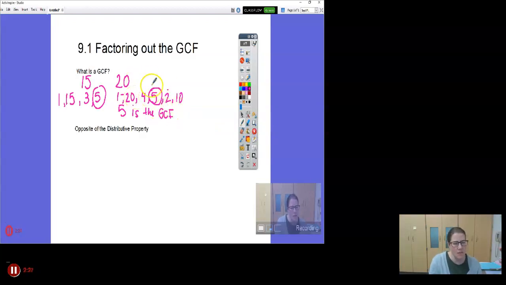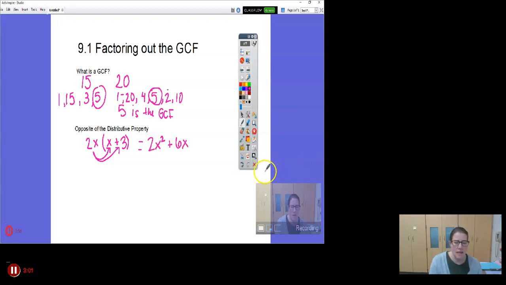Okay, that's just the common factor of two integers. But we are going to be looking at expressions, and we're going to be trying to factor out the greatest common factor. What that really is, is the opposite of the distributive property. So for example, if I had 2x times x plus 3, I would be able to use the distributive property to multiply 2x into the parentheses here. Each term would need to be multiplied by 2x. So that is the same as 2x squared plus 6x.